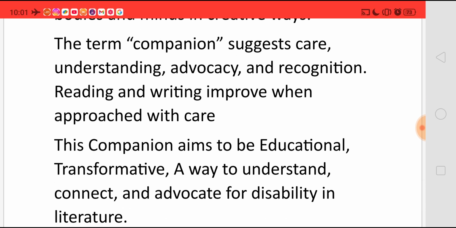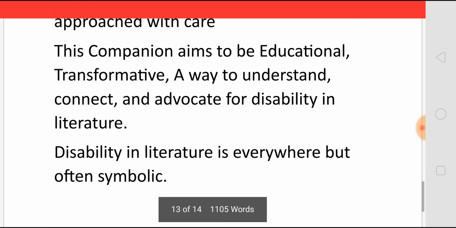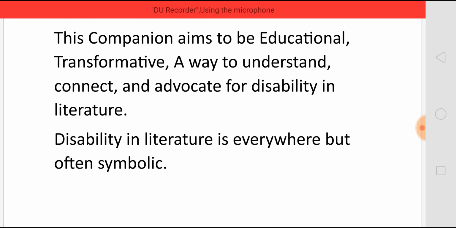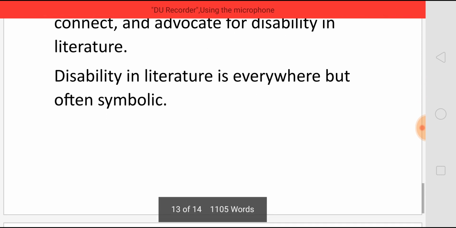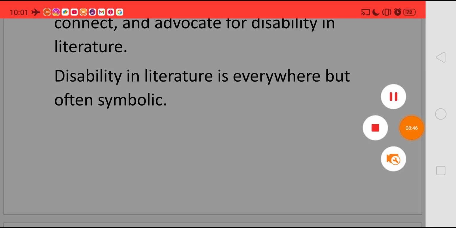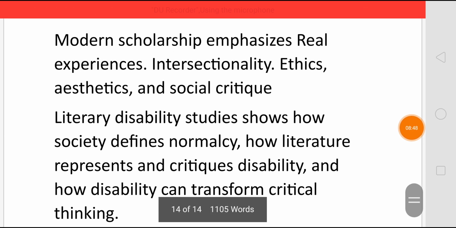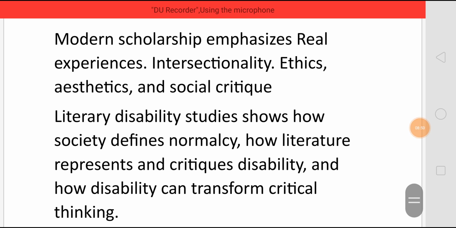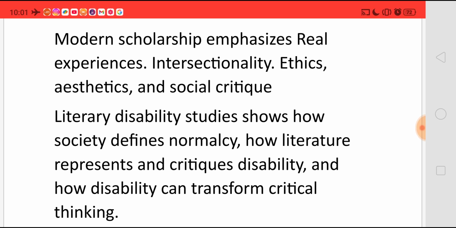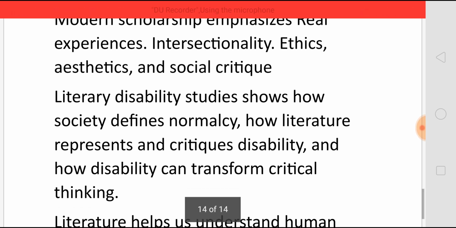The term Companion suggests care, understanding, advocacy, and recognition. Reading and writing improve when approached with care. This Companion aims to be educational and transformative, a way to understand, connect, and advocate for disability in literature. Disability in literature is everywhere but often symbolic. Modern scholarship emphasizes real experiences, intersectionality, ethics, aesthetics, and social critique.